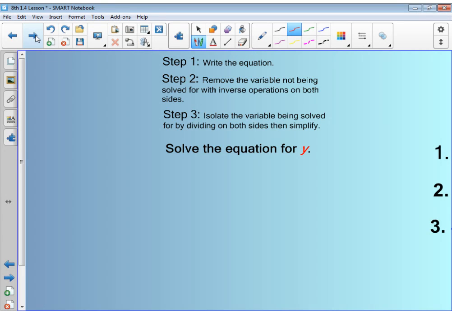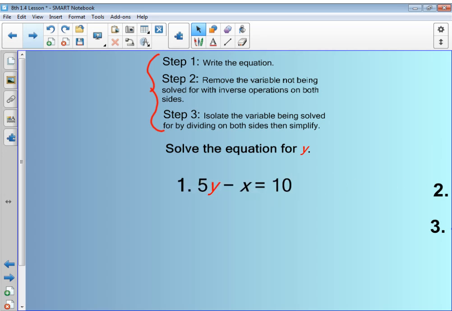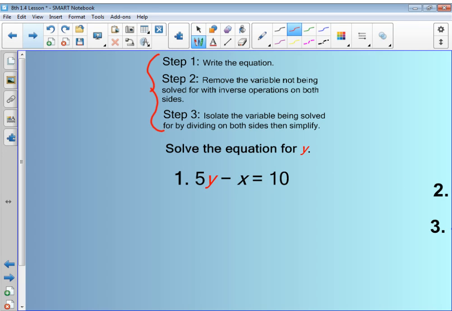I've written the steps up here. I've already gone through them multiple times. I'm going to pull our first question out, and we're going to solve for y in all of these. Eventually they may ask you to solve for different things, but for now, we're going to solve for y. I made y red just so that I knew that that's going to stay. Everything else is shifting to the other side by doing the opposite.